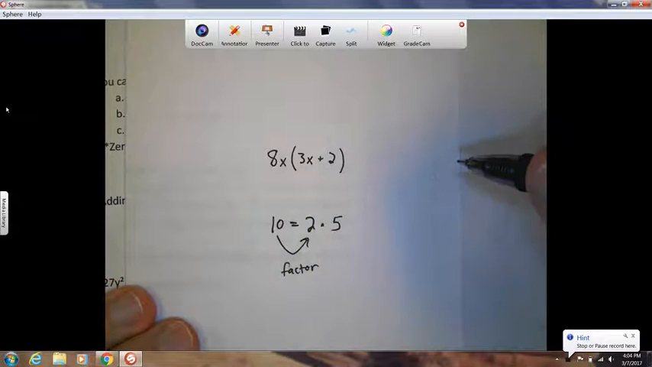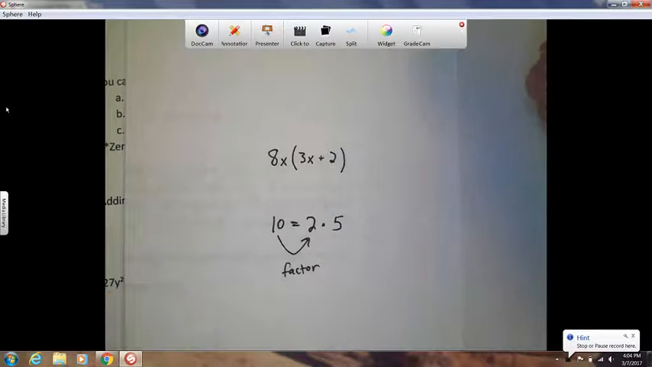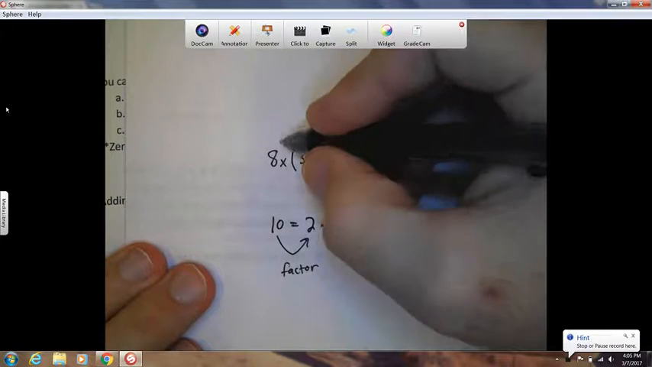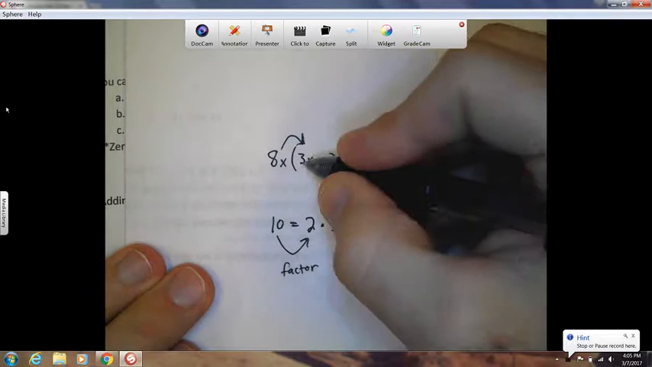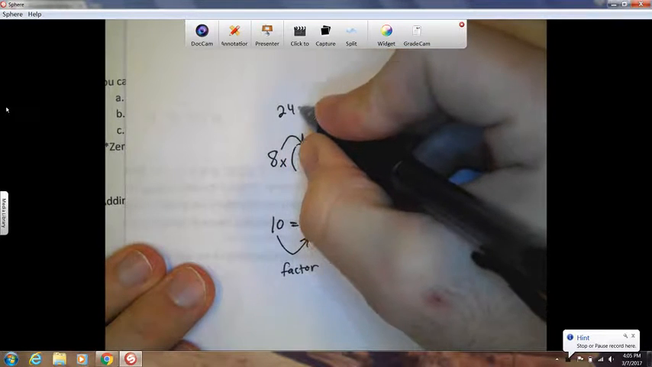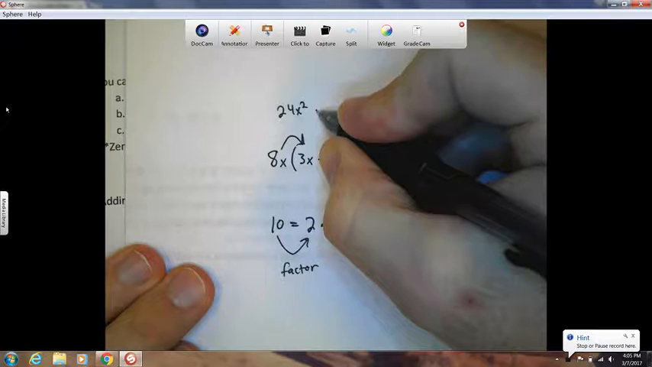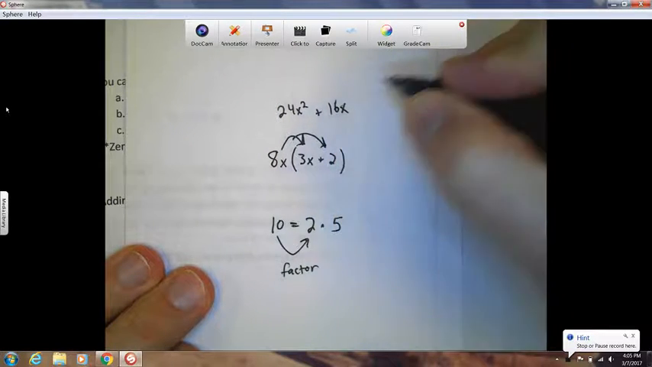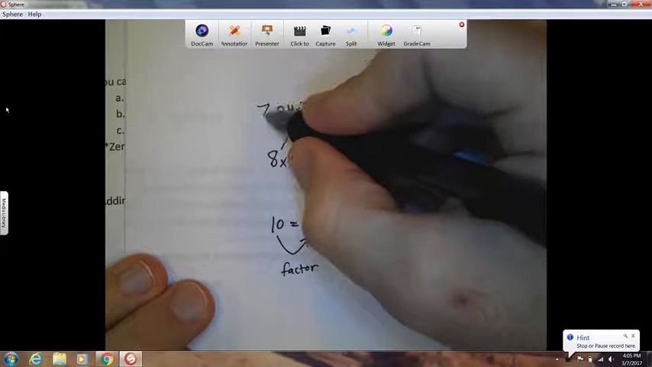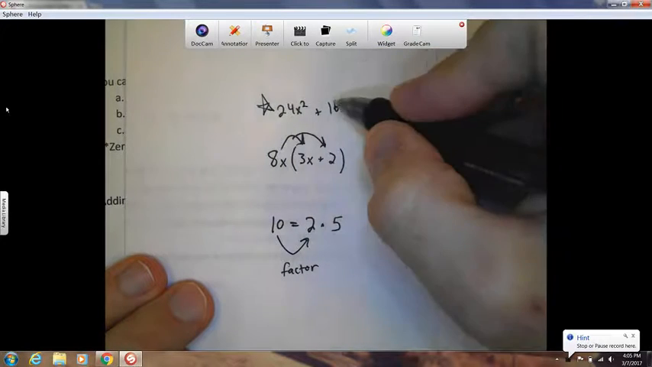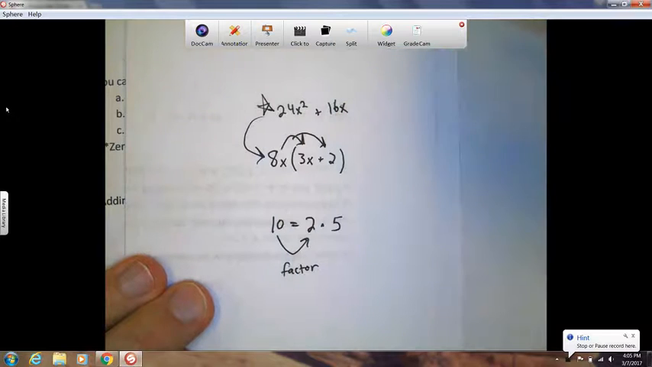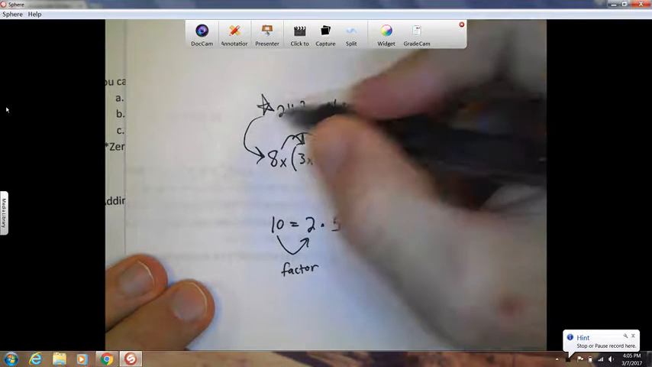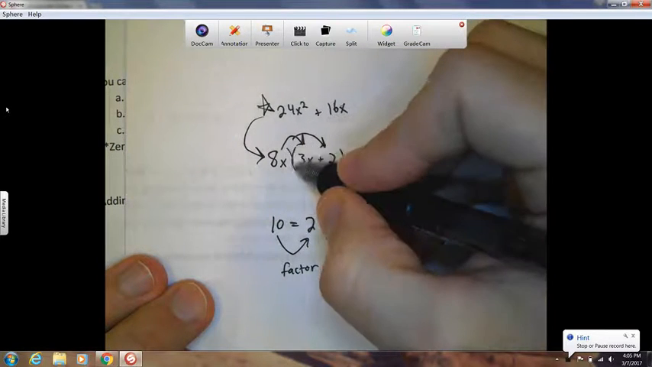It's the opposite of the multiplication we've been doing. So if you have the multiplication, we've been multiplying these. So 8x times 3x is 24x squared. 8x times 2 is 16x. So it's the opposite. You're going to take this part right here and turn it into something that looks like that. You take the product and you turn it into things that you will multiply by, which are factors.